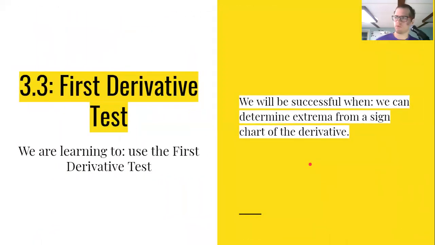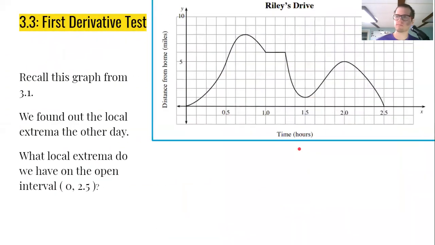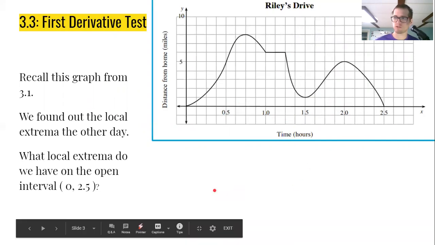No. We'll be successful when we can determine extrema from a sign chart of the derivative. So we use this graph in 3.1, and we also use it in pre-calc a bit, but we found local extrema the other day on here. So what local extrema do we have on this open interval?